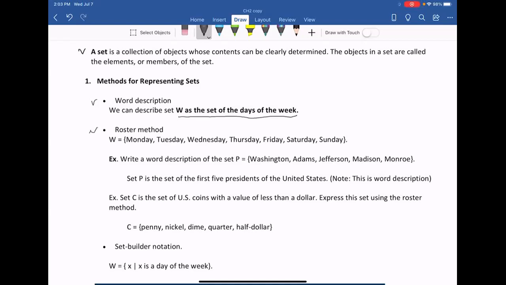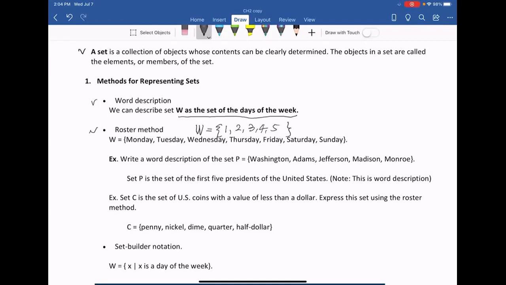Another one is the roster method. In the roster method, we list all the elements in a pair of braces. If the set is called W, W uses braces and lists all the elements here. Maybe we have 1, 2, 3, 4, and 5. We have 5 elements and list all the elements of the set W.